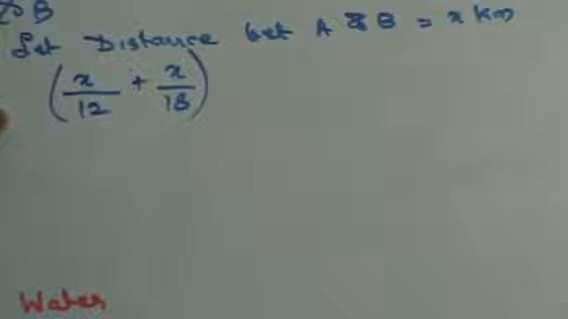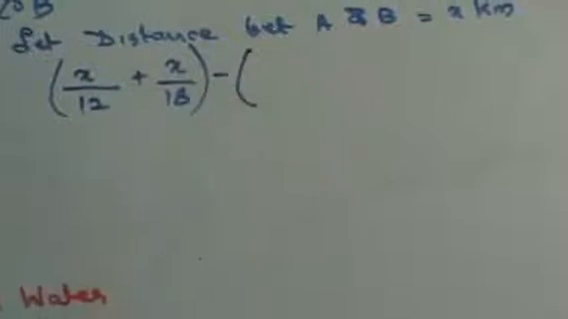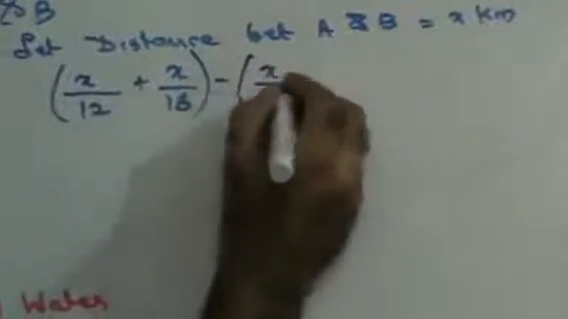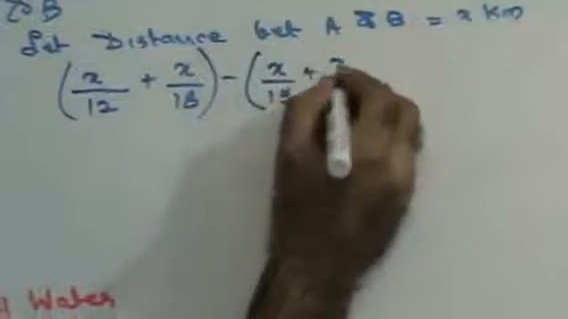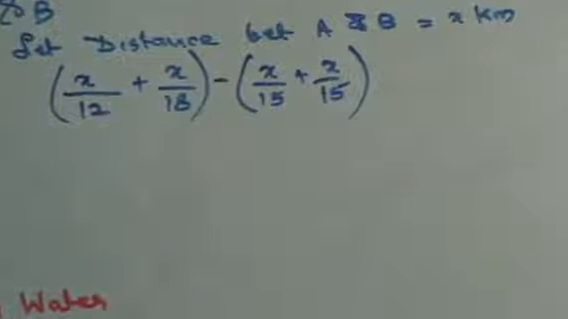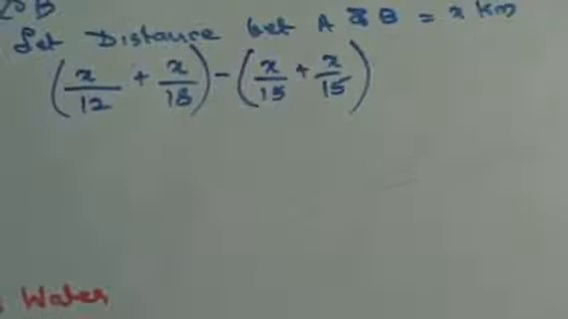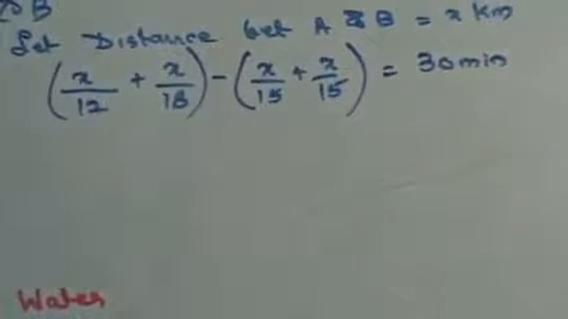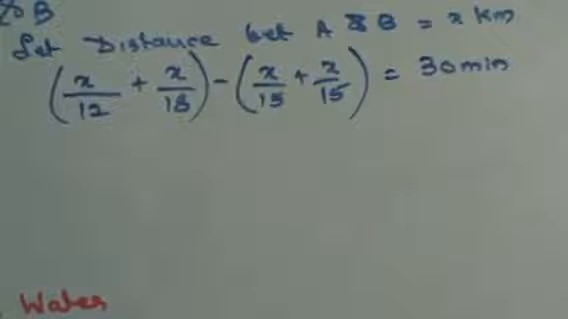Guys, do we understand this? Right? Minus the time taken by Mohan. Mohan goes and comes at 15 kilometers per hour. So the total time taken by Mohan to go is x upon 15, to come back is also x upon 15. The difference between Sohan and Mohan's time is 30 minutes. Fine, do we get this thing here?